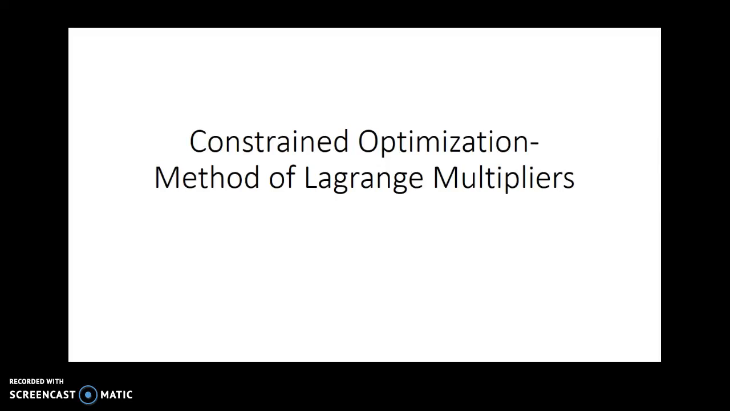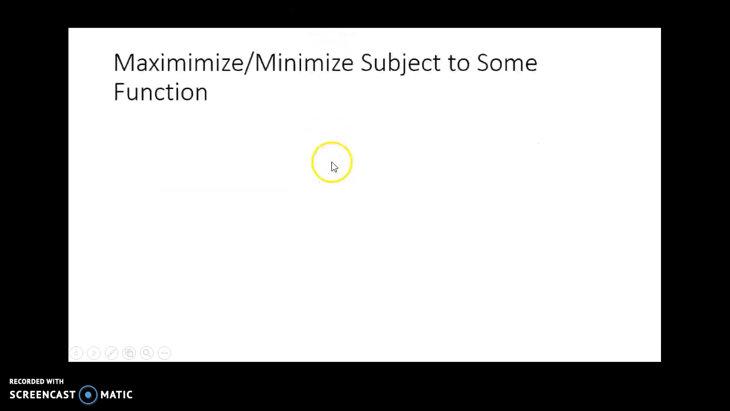In this video, we're going to talk about the idea of constrained optimization, also known as the method of Lagrange multipliers. So our objective here is that instead of having just some function we want to maximize or minimize, we have some sort of constraint imposed on that function.